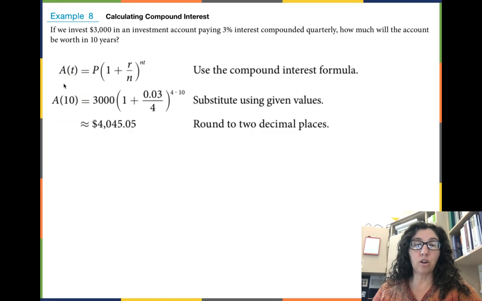So here's our equation. We're going to put 3,000 in for P, 0.03 in for R. This is a place that it's easy to make mistakes, like putting 3 instead of 0.03 for R. 4 is how many times a year it's compounded. And T is how long we're going, 10 years. So in 10 years, the account value would be $4,045.05. Really this is just figuring out which of these values I put where. What's my N, T, R, and P values to be able to find the amount in my account.